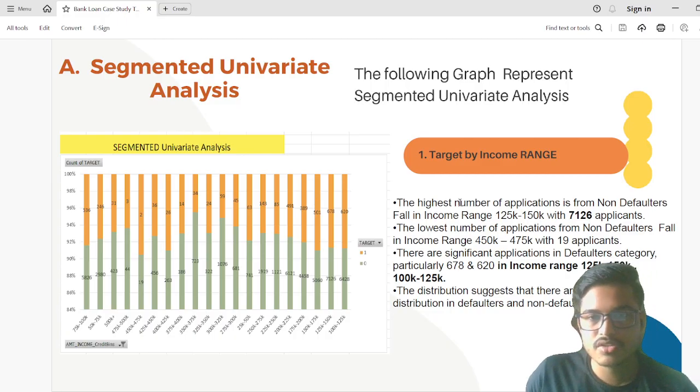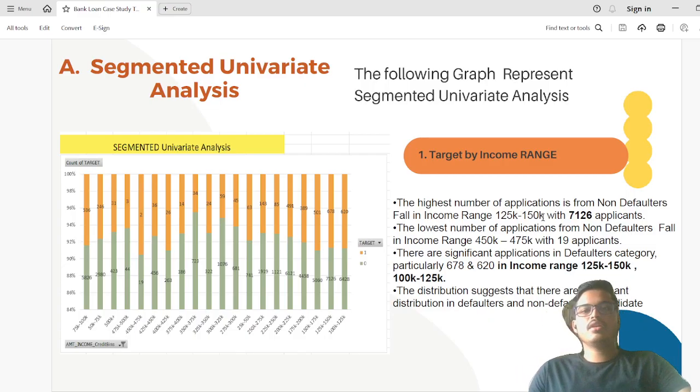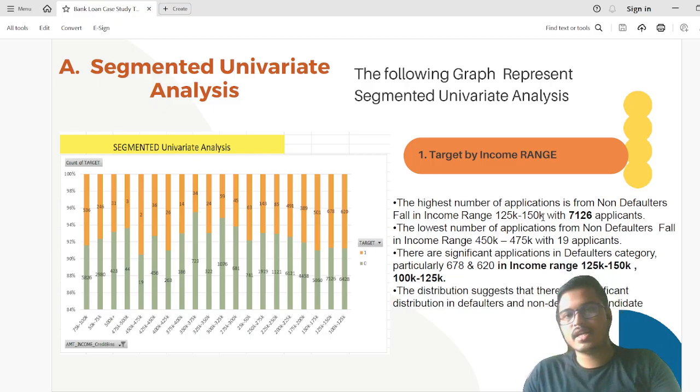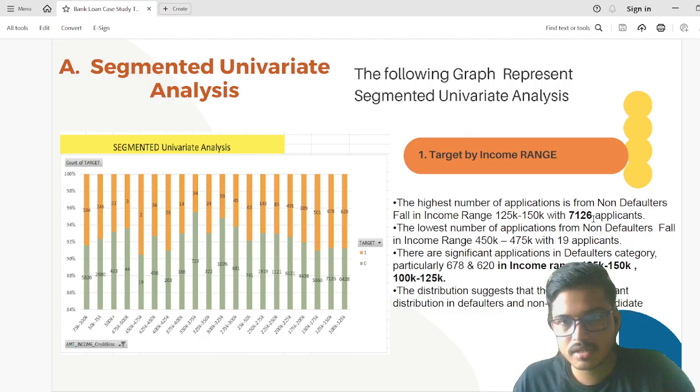So the insight from this is that the highest number of applicants is from the non-defaulters in the income range of 125,000 to 150,000, with 7,126 candidates. We can see from the right side the second one. The lowest number of applicants from the non-defaulters fall in the income range of 450,000 to 475,000, with 19 applicants. We can see it here.